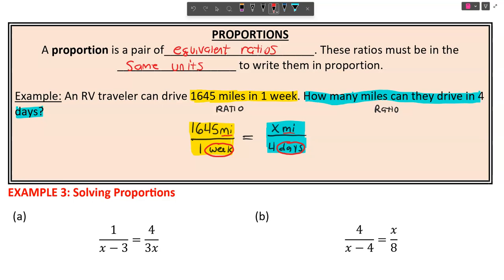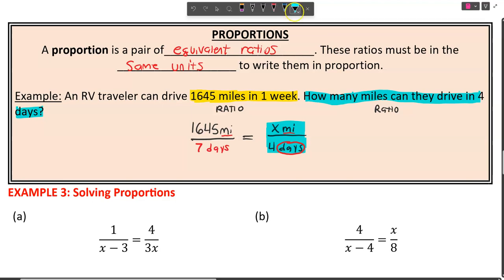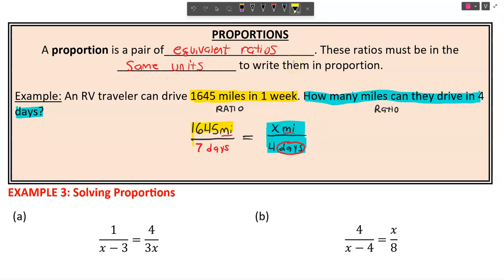As I mentioned in part one, it's always easier to take the bigger unit and convert it to the smaller unit. So instead of calling it 1 week, we're going to go ahead and erase that. And we're going to say instead that is equivalent to 7 days. And so now we have created two ratios that are in the same units and they are equivalent to each other. Now we're going to solve.